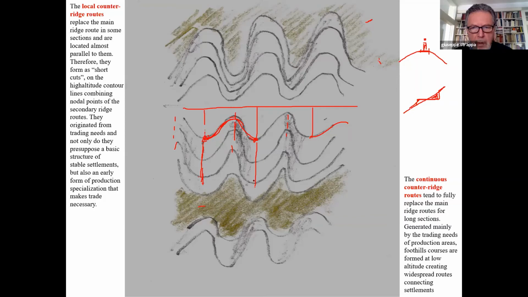the organization, of course, on the main route. You start to build also secondary roads to form the village and so on. And at this step, the trade is quite developed and the exchanges are extended to all the different settlements, and we obtain a continuous counter ridge road. Those are local here, but this is continuous, a futile road which continues like this and tends to substitute the main road, the main ridge road.